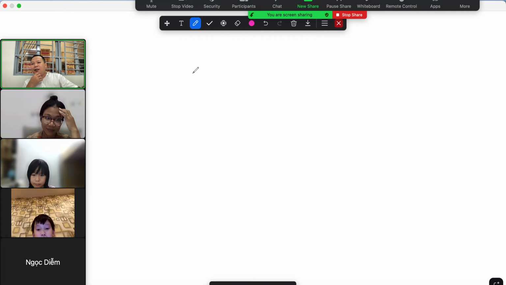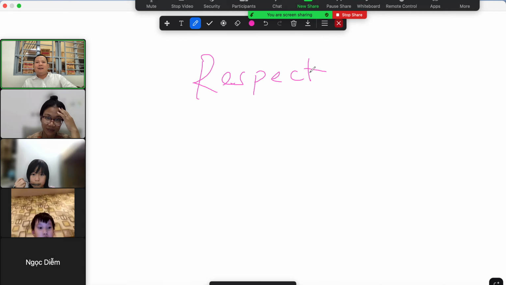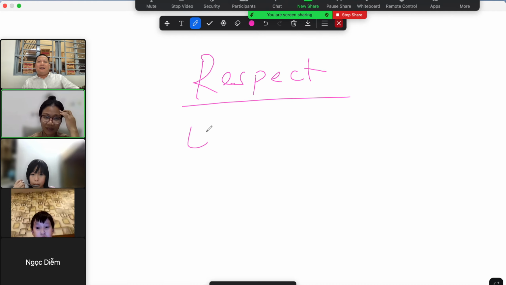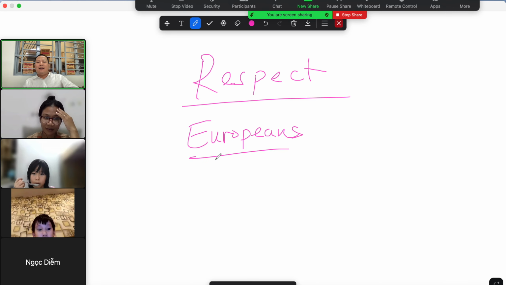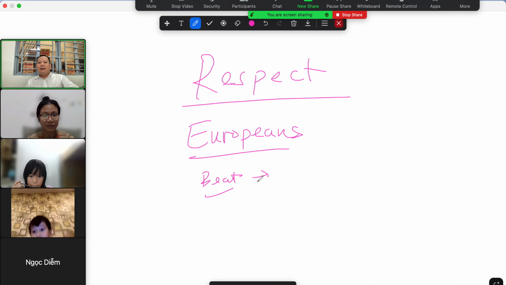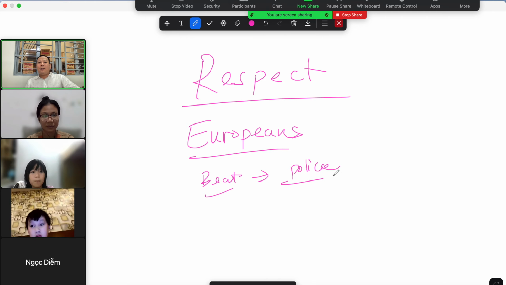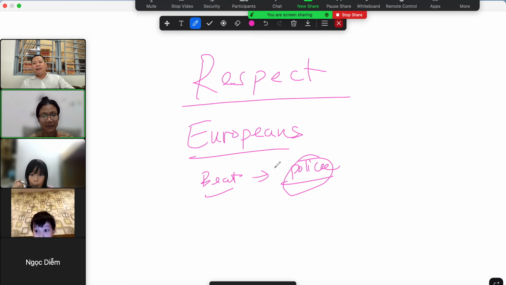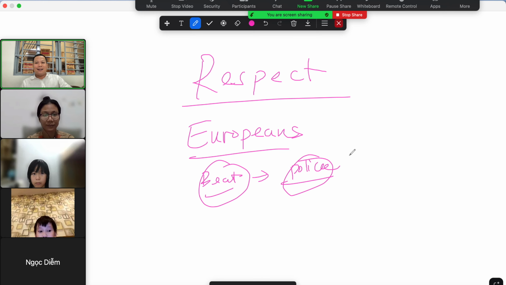Because the Europeans put forward the concept of respect. Let's say this comes from Europe. They say you have to respect your children. Yes, we respect our children. We don't beat them. If you beat them, they call the police. So parents are afraid, and then they never obey their parents. They do what they want.